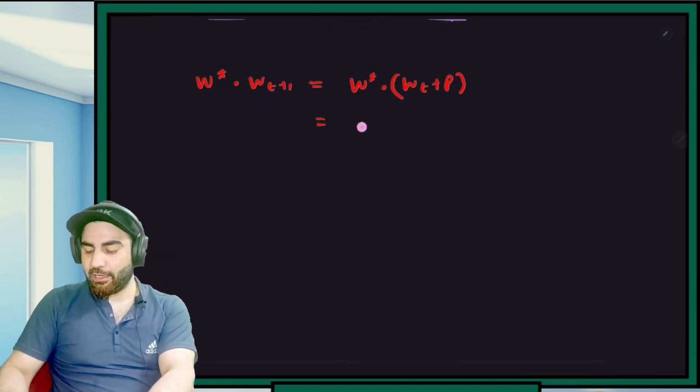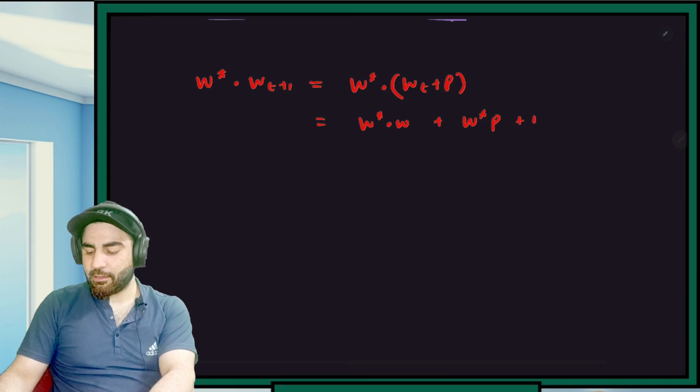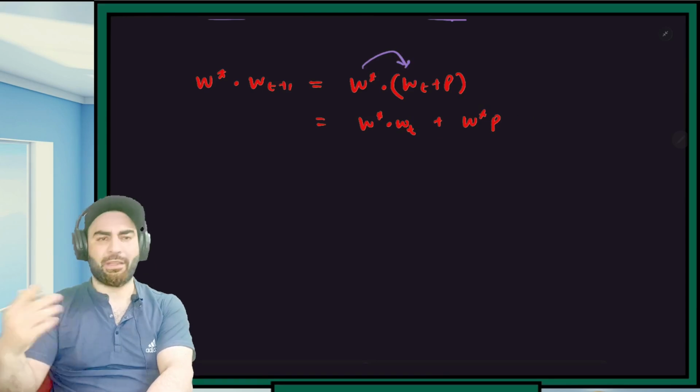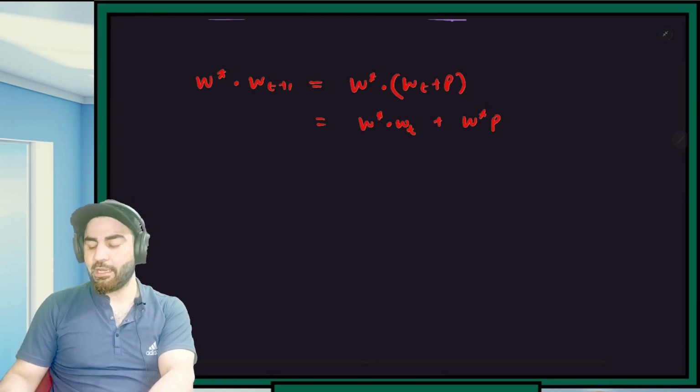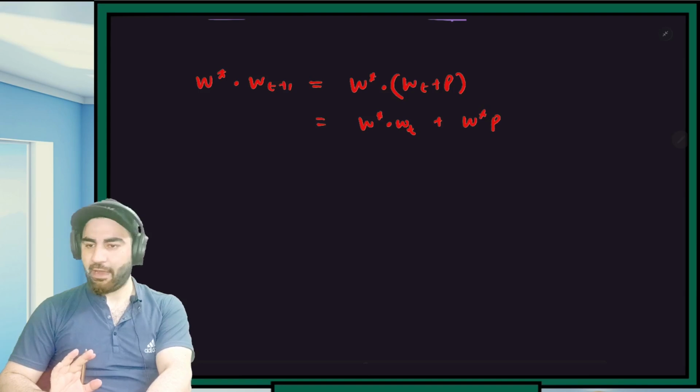This is equal to W star dot W_t plus W star dot P. I multiplied this with this, I just opened the brackets up. Okay, W star dot W_t plus W star dot P. This is what I did. Everybody with me so far?